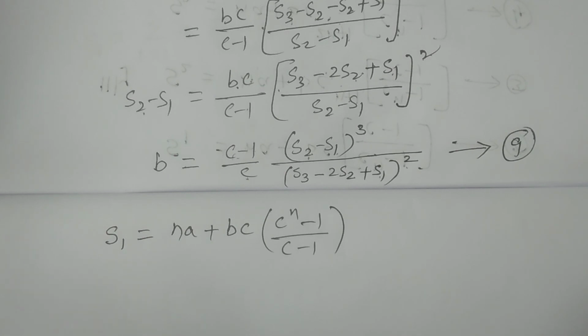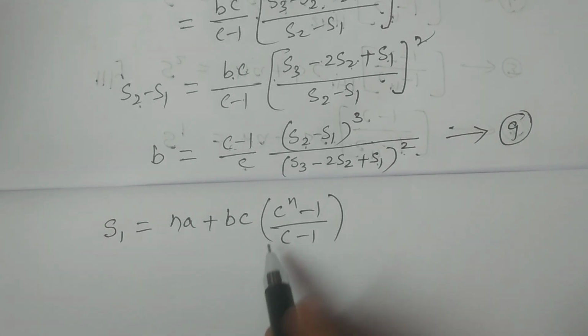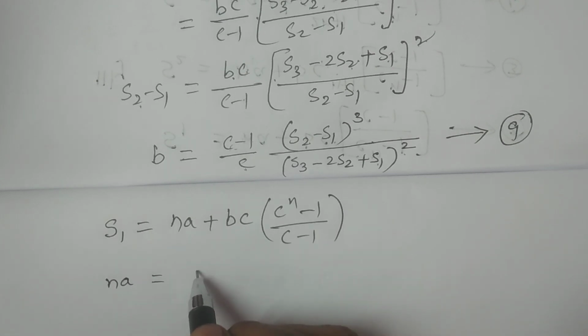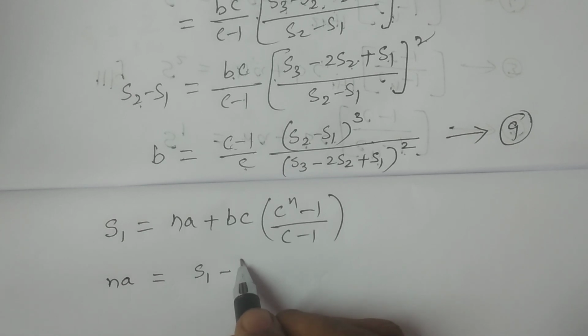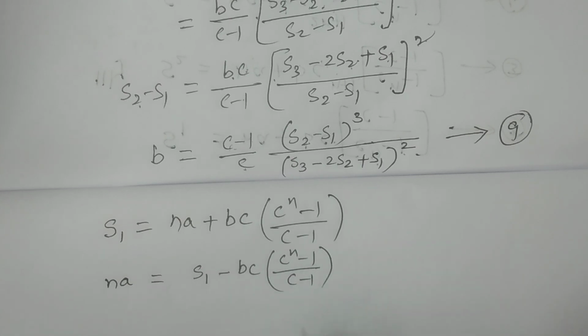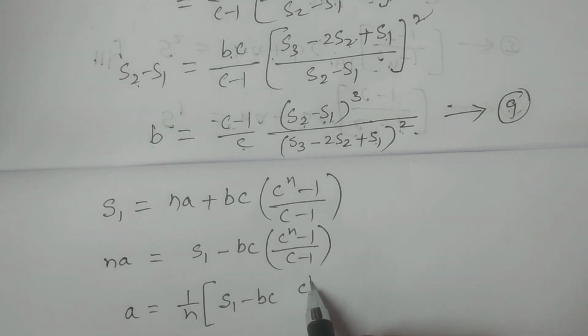Keep concentrating on this particular point, that we are not substituting c. We are substituting c power n, just for simplicity, that's all. So therefore, first I calculate a. In this particular term, you have to take the term to the left hand side. Therefore, na is equal to s1 minus bc into (c power n minus 1) divided by c minus 1, and therefore a is equal to 1 by n into s1 minus bc into (c power n minus 1) divided by c minus 1.